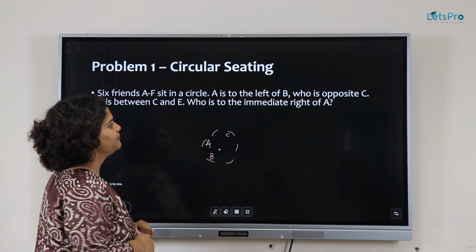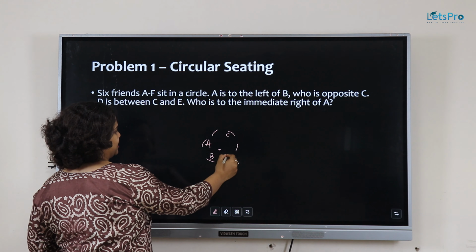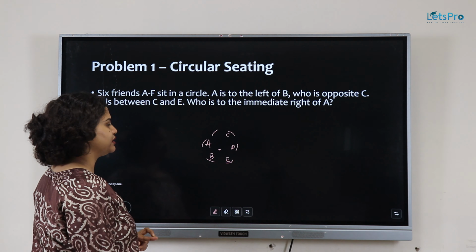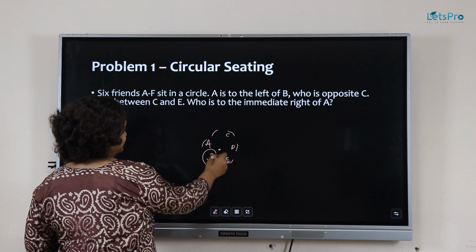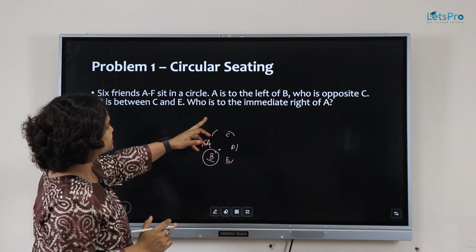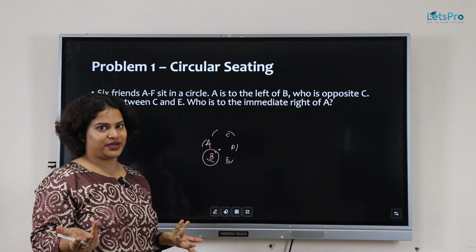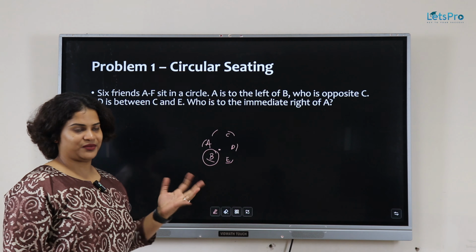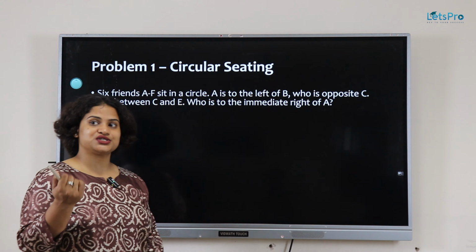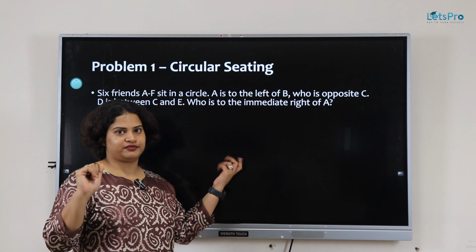So A's position is fixed here, and D is between C and E, right? So that means between C and E there is D, right? Who is to the immediate right of A? Don't you think it's simply B, right? Because we fixed that on B's left there is A, that means towards the right there should be who? Ideally B only, right? As simple as that. But if the situation were changed, if they're facing outwards, then whoever was on the other side, let's say F, we didn't write F, right?